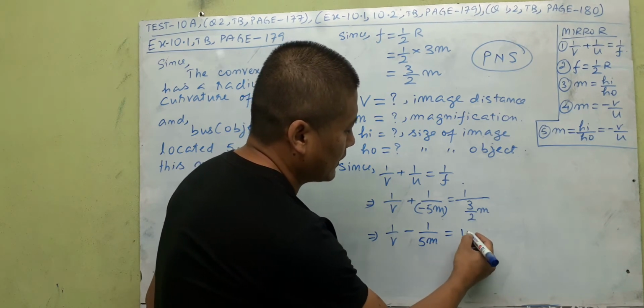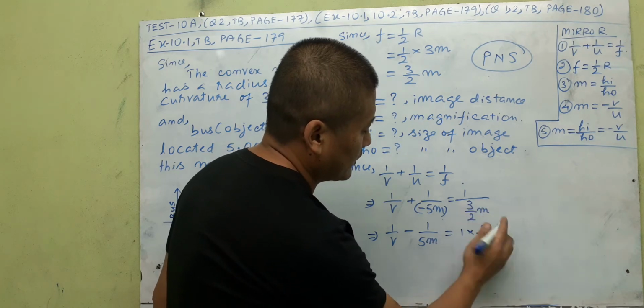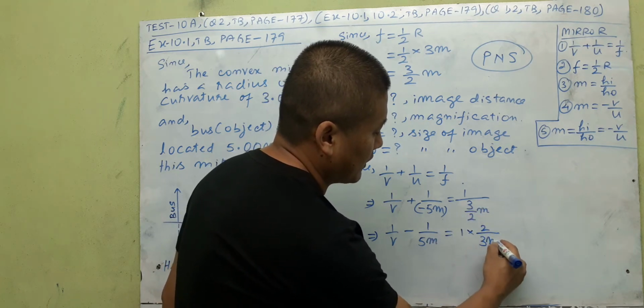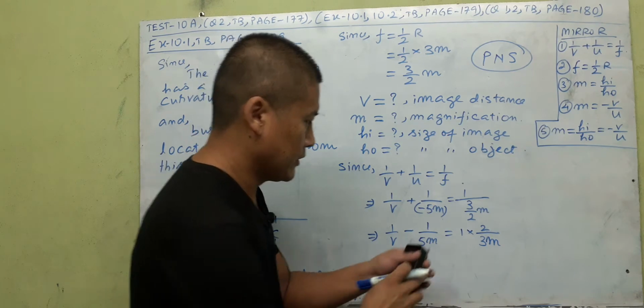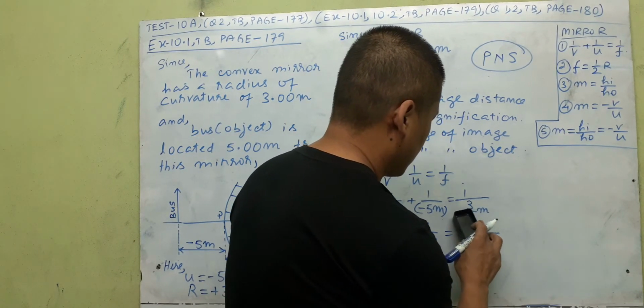And here, 1 into means down 2 will go up. 3 meter, even meter is on the numerator, will come down. So 3 meter will come down. So you get here 1 into 2 by 3 meter. This is 3 by 2.